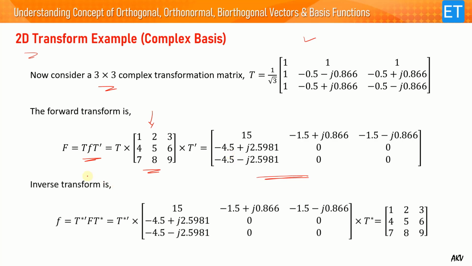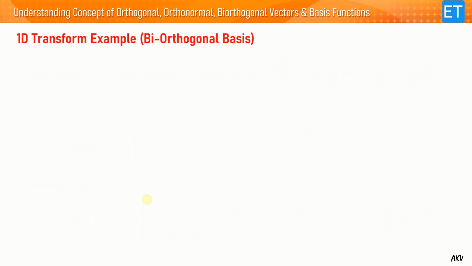Now the inverse transform. To recover the signal F, I will use the conjugate transpose of T, then F, and then the complex conjugate of T. Substituting all the values, the transform values here, I am able to get my signal back. You can see the same matrix I have achieved as the inverse transform. So this is the case where I have shown you the complex basis functions. And now let's see the bi-orthogonal transform also. First we will see the one-dimensional example.